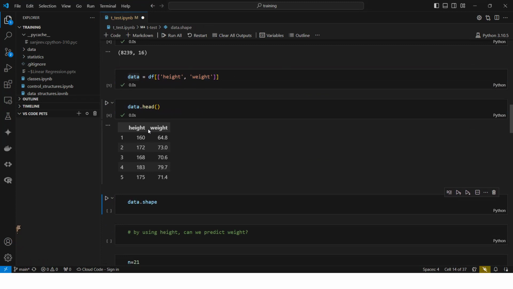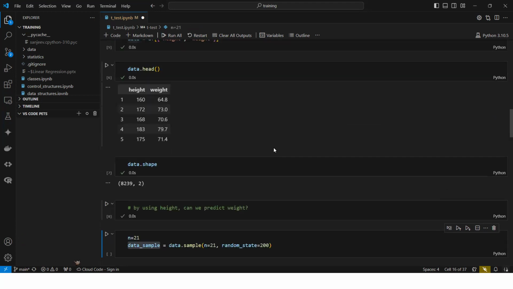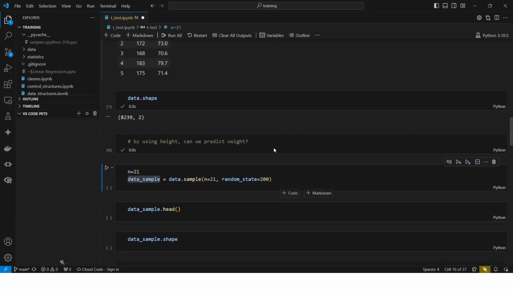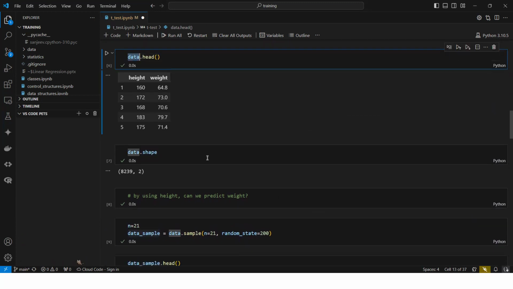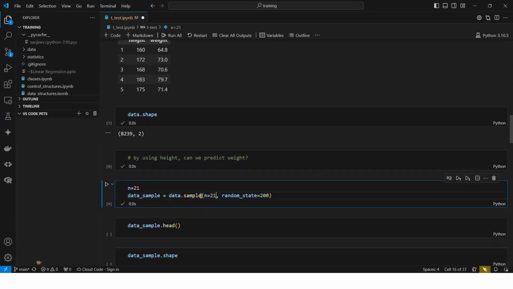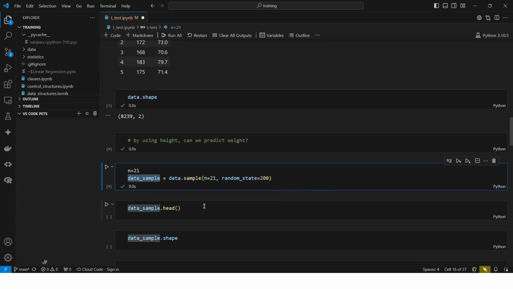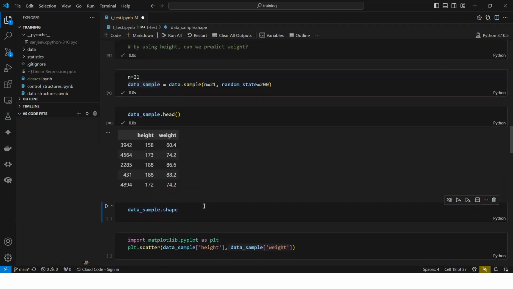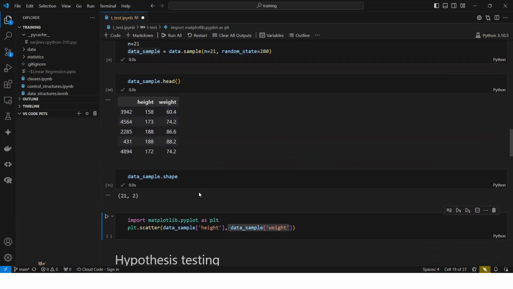What is the next thing? We will check if there is a linear relationship or not. We will not run the whole test. For now, it is a simple data set, so I can use matplotlib and check if there is any linearity in the data. How to do that is by taking some random samples. So I took 21 samples from the data and I'm storing them in data sample. This is how my data sample looks like. They are completely random and the shape is 21 records and two columns.